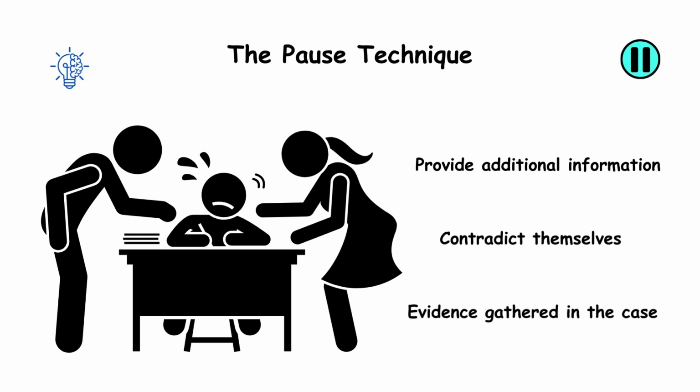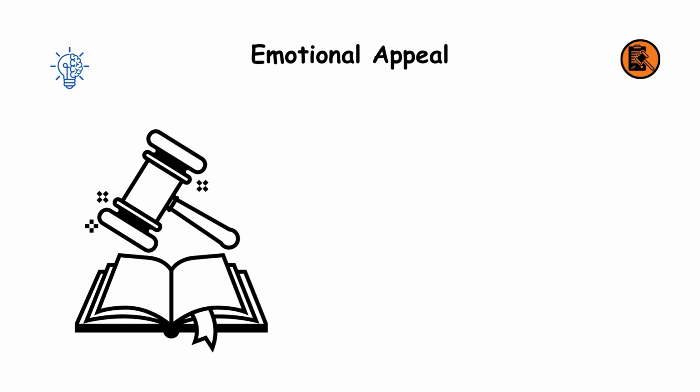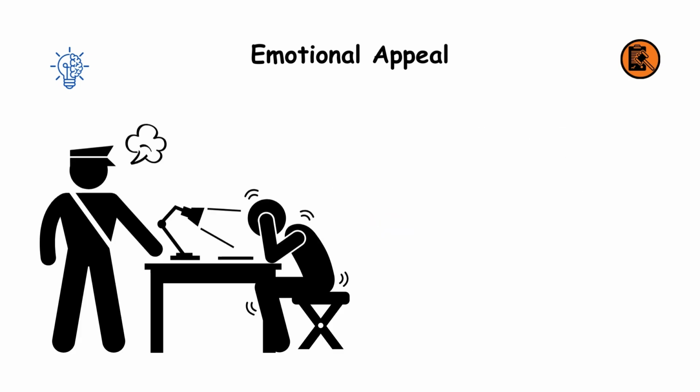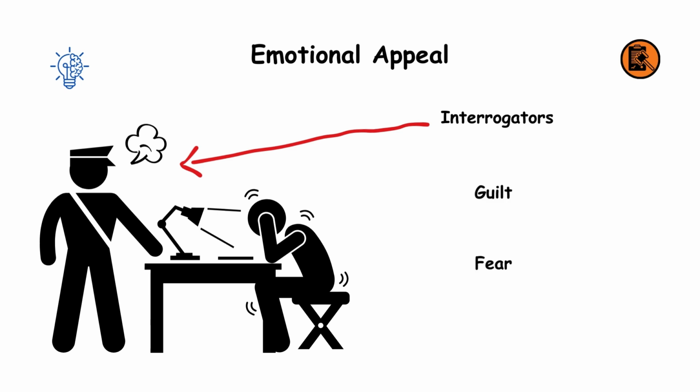Emotional appeal. Emotional appeal relies on the suspect's emotions to gain cooperation. Interrogators may appeal to feelings of guilt, fear, or a desire for forgiveness, aiming to prompt the suspect to confess or share information based on these emotional triggers.